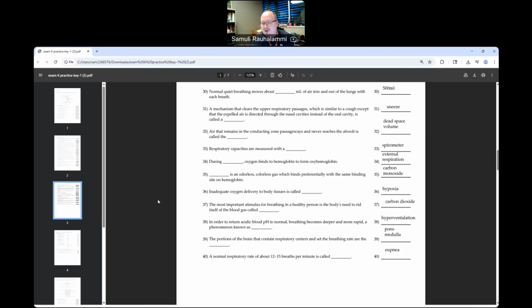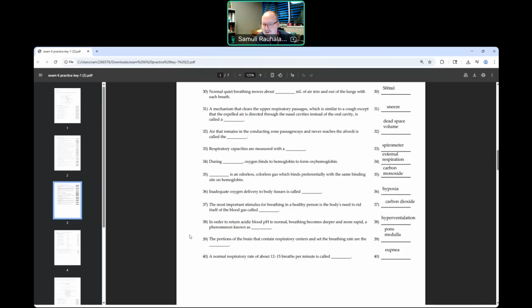When there is insufficient oxygen delivery to the tissues, we knew that as hypoxia. We also remember that the need to get rid of carbon dioxide was an important driving force for breathing. And if we connect that to the body pH, we see that hyperventilation could result in us getting rid of too much CO2. The respiration is controlled at the brain level, at the brainstem, pons, and medulla.